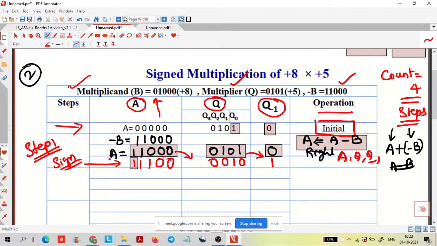This is one step. So how many steps do we have to do here? 4 steps. Why? What is the multiplier bit size? 4 bits. Now one step is completed. Yes. Any doubt here? If you have any doubt, you can ask now only, because you definitely have to solve one problem in your examination.